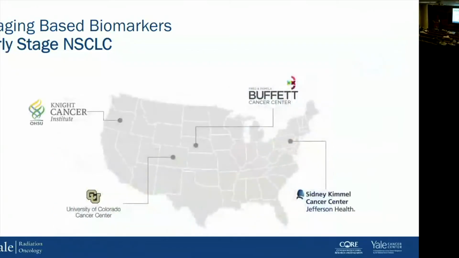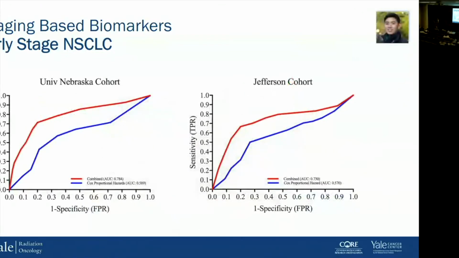And so now we've developed a collaboration with 4 other cancer centers, OHSU, University of Colorado, the University of Nebraska, and Jefferson, to externally validate this algorithm. Because one thing that we always worry about is whether or not this is actually generalizable across different patient populations. And so this is some of the work that Justin's been doing. So we currently have the Nebraska cohort and the Jefferson cohort.